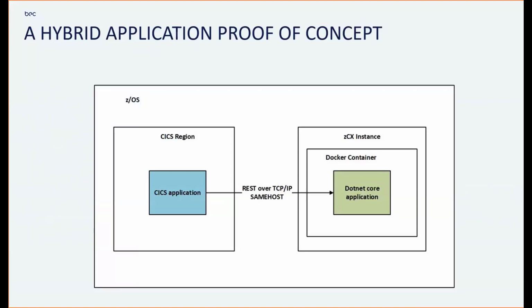Right. So this is a simple architecture drawing of the logical model of the hybrid application we suggested. What we have here is a COBOL program running in a CICS region. It uses a REST call to call some logic in a C# application running in a Docker container in a zCX instance. How difficult can that be? Well, it can be.